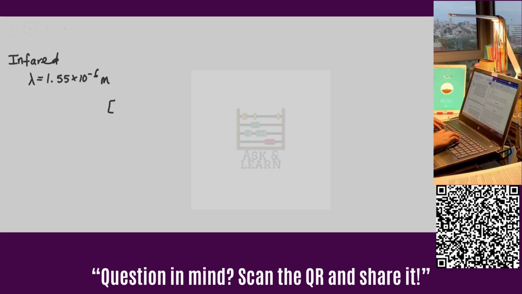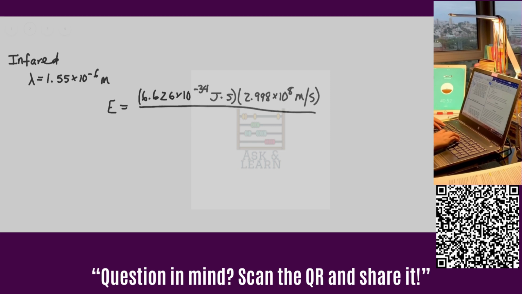So E is equal to 6.626 times 10 to the negative 34 joule seconds times 2.998 times 10 to the 8 meters per second, and all of that will be divided by our wavelength here, which is 1.55 times 10 to the minus 6 meters.